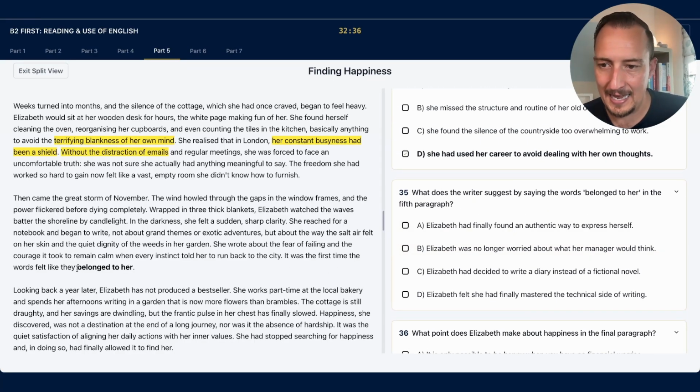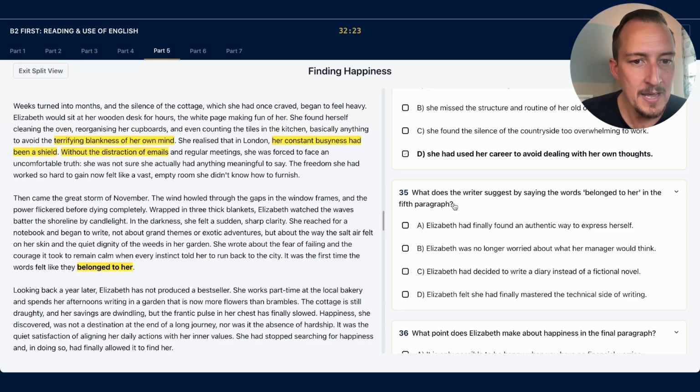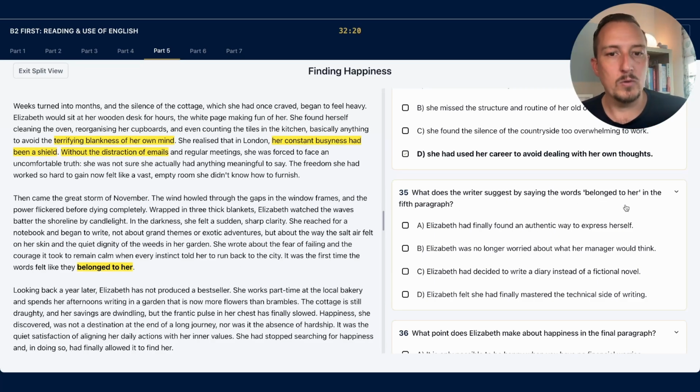So 35 is a classic reference question, very common in part 5. These are where you're asked to think, what does this mean, or what does this refer to? It might be like it, they, their, in this case, belong to her, we've got here. So what does the writer suggest by saying the words belong to her? So we need to read the whole thing and figure out what is being suggested by this. A: Elizabeth had finally found an authentic way to express herself. B: Elizabeth was no longer worried about what her manager would think. C: Elizabeth had decided to write a diary instead of a fictional novel. D: Elizabeth felt that she had mastered the technical side of writing. Okay, let's go for it.